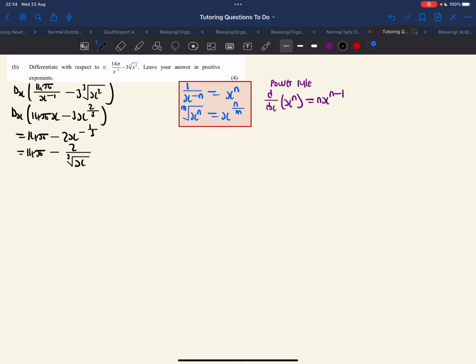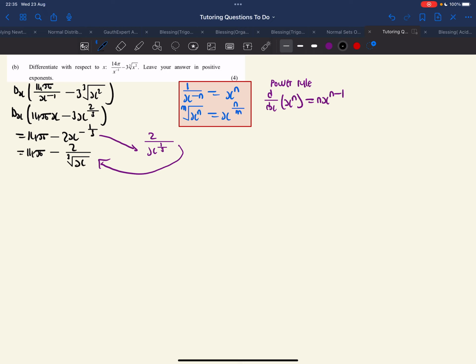Basically I just skipped a bit in this part here, because what you could have also done, from here, is say 2 over x to the 1 over 3, and then from here you could have come into that step there. So I just skipped a bit. But when you do the derivative, you should get 14π minus 2 over the cube root of x.